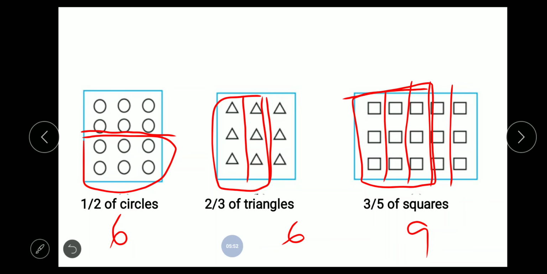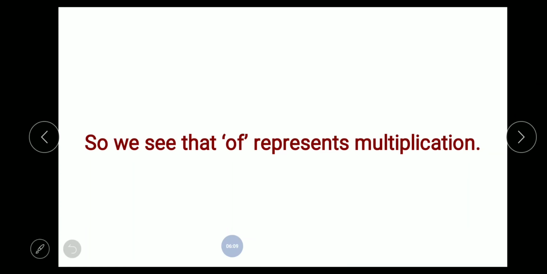So once again we can go back to the picture. Half of circles means half of 12. Then 2 by 3 of triangles means 2 by 3 into the total triangles, 9. 3 by 5 of squares means 3 by 5 into the total squares, 15. So when we see 'of' in the question, you can use multiplication there.